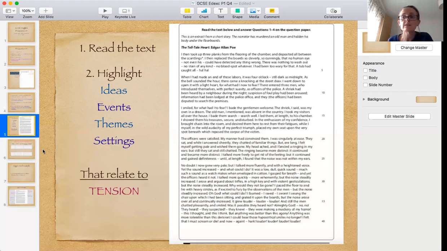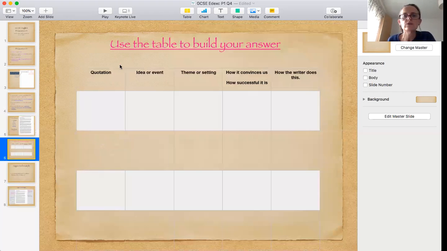Now, I've done two things to help you. I've done a table for you, so you can use the table to build your answer. The table's available to you in Teams. You don't need to do it on the PowerPoint. You find a quotation, say it's an idea or an event, or it might be both, or a theme or a setting. It's going to be one of those four. And then talk about how it convinces us, how successful it is, and how the writer does this. So use this table to build your answer.